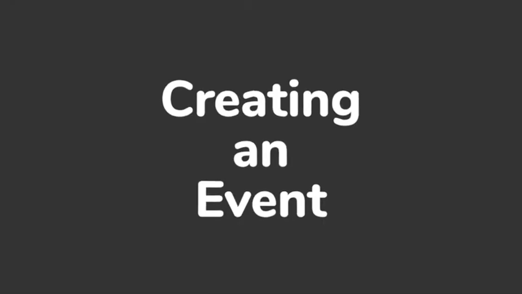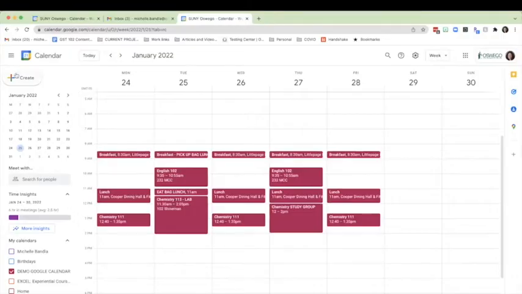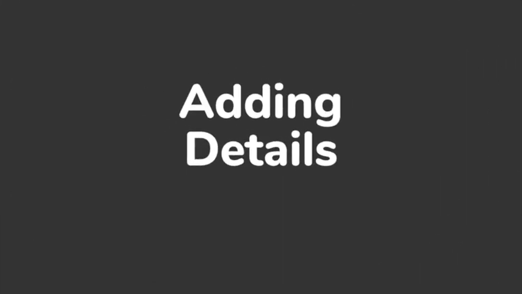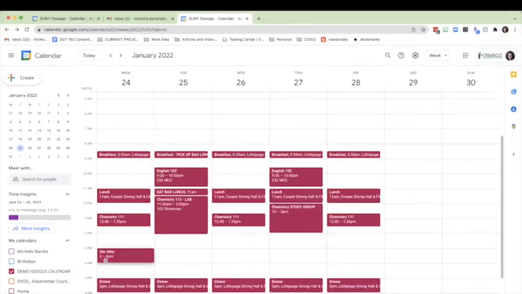To create an event, you can click the Create button on the far left of the screen above the mini calendar, or you can just add it by clicking on the calendar itself. Either way, a box will pop up so you can fill out the specifics.